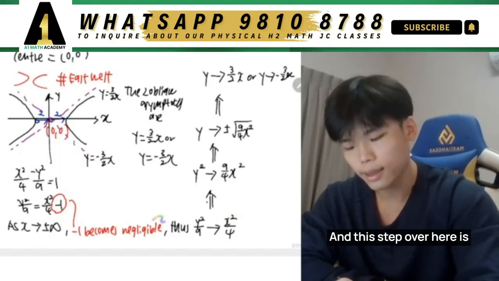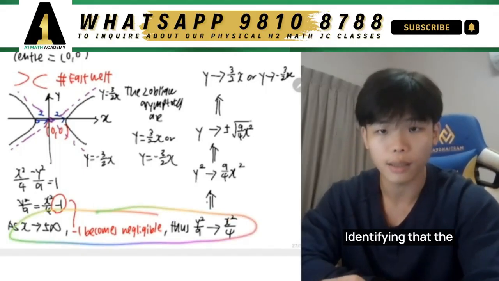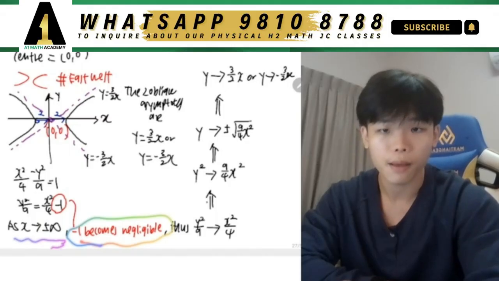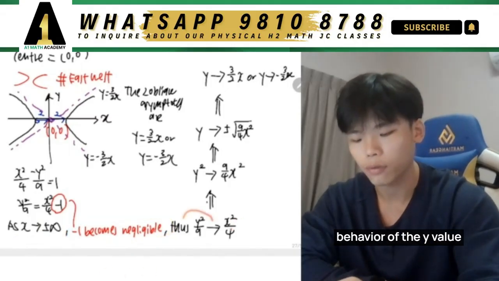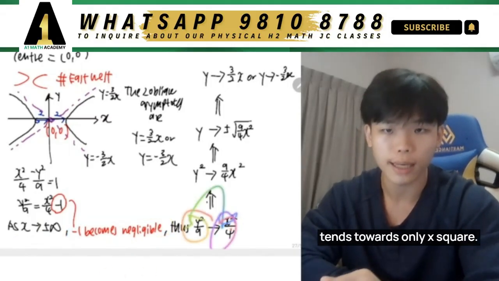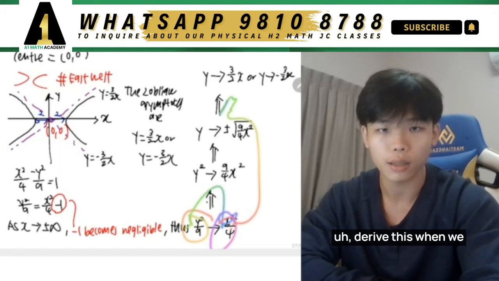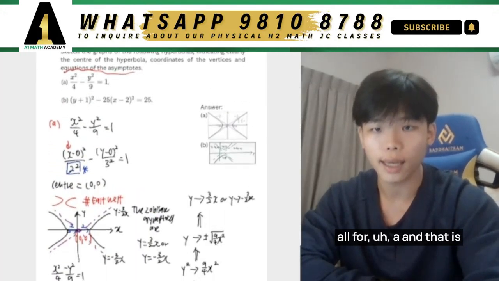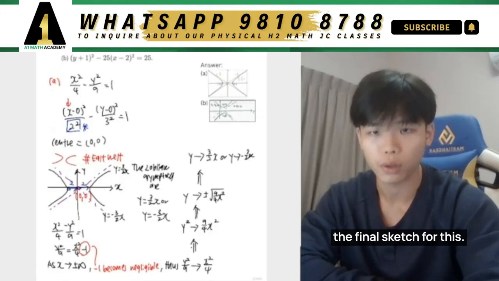And this step over here is very important. Identifying that the effect of negative 1 becomes negligible as x approaches infinity, and therefore the whole behavior of the y value tends towards only x squared. And that's how we actually derive this when we remove the square root. Alright, so that will be all for A, and that is the final sketch for this.